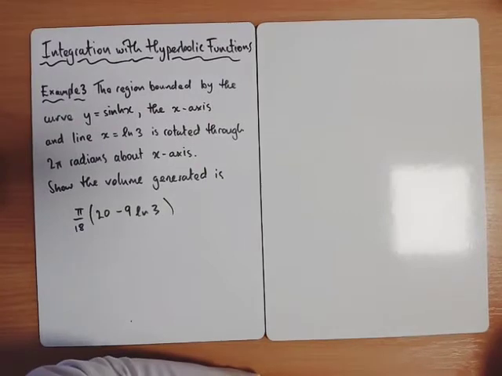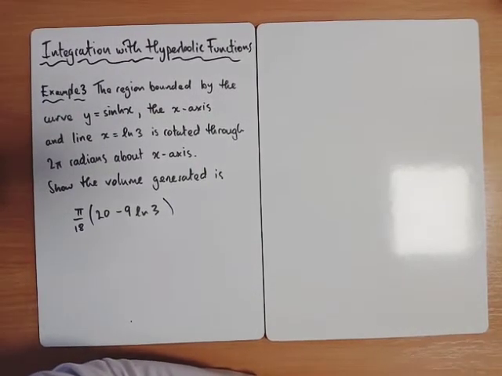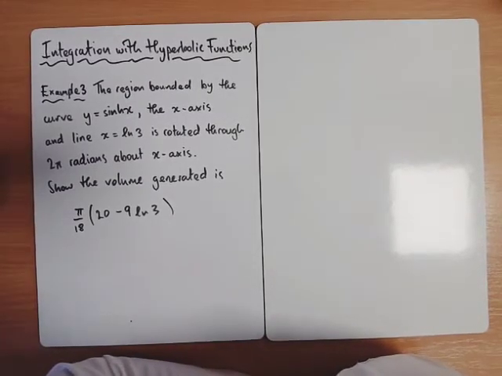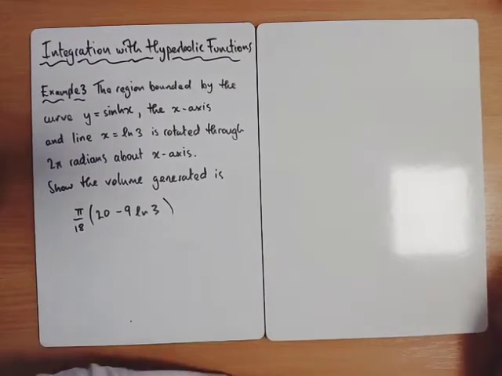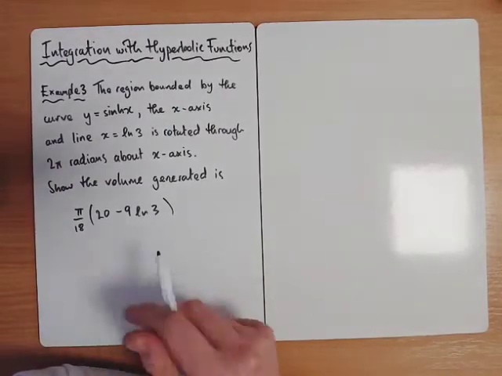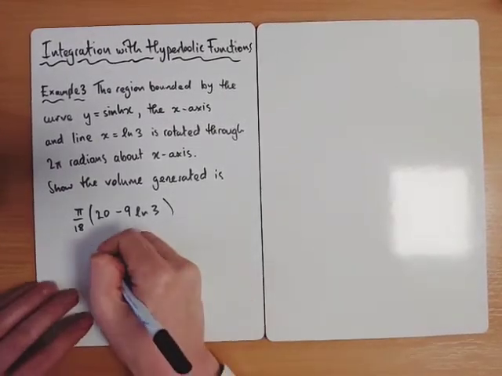Example 3 is definitely like an exam style question, so we'll have to read this one carefully. It says the region bounded by the curve y equals sinh x, the x-axis, and the line x equals ln3 is rotated through 2 pi radians about the x-axis. We want to show the volume generated looks like this. So just try and visualize what's going on here.